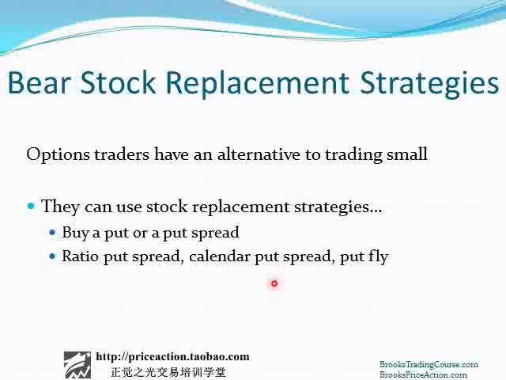He could just buy back his stock, his short, for a profit, and then go ahead and put on an option position like buying a put or buying a put spread, and that will allow him to continue to participate on the downside. There are other alternatives like ratio put spreads and calendar put spreads and put flies, but they're beyond what I want to discuss in this course.